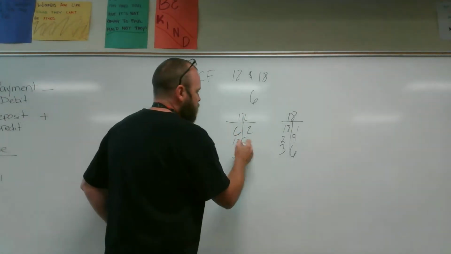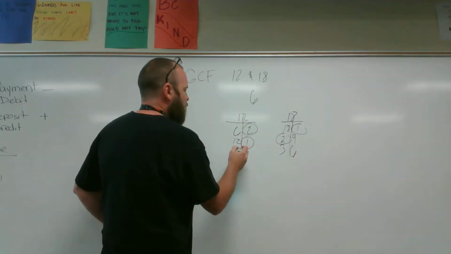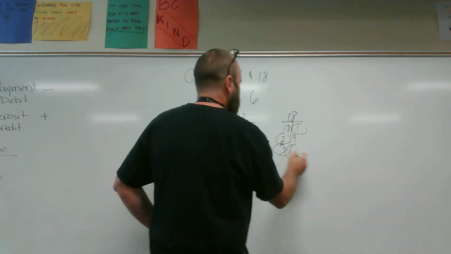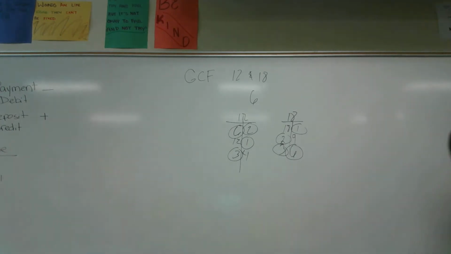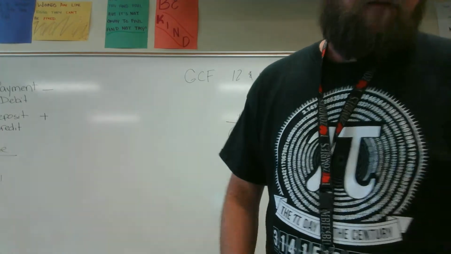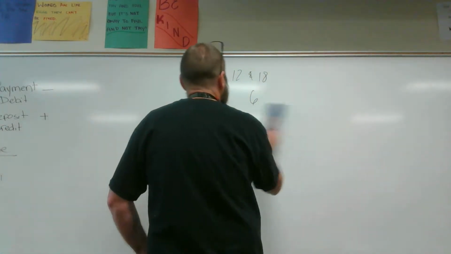The common factors: they have 1 in common. They have 2 in common. They have 3 in common. They have 6 in common. They have all of those in common. The greatest one they have in common is 6, which is the reason they call that the greatest common factor. Next, we have name a multiple of 5 between 40 and 50.